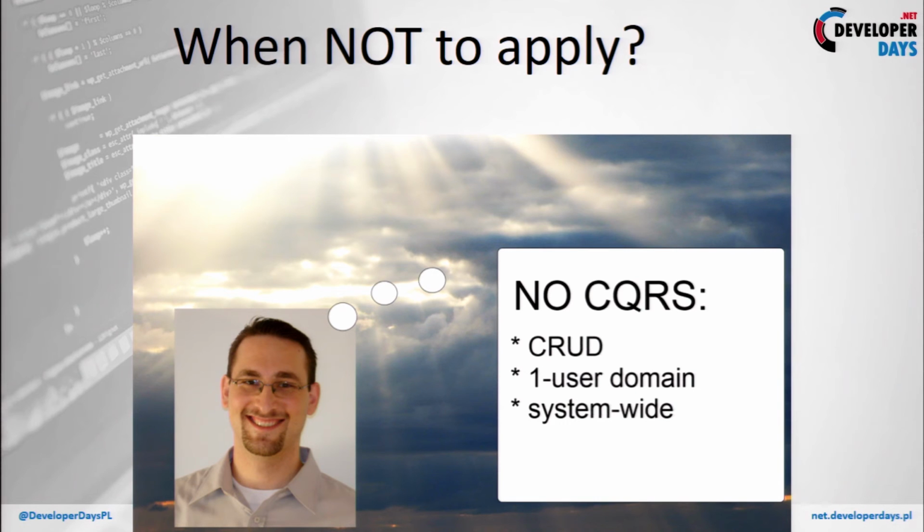Also, CQRS may not be the best way to solve problems when you have a so-called single user domain. An example of a single user domain is a blogging platform that has multiple authors, but if the post is saved as a draft, only the author can see it. There is no concurrency there. There is no fighting for resources. Such drafts can even be saved in a different data store or even in a different format. It is also a simple CRUD.